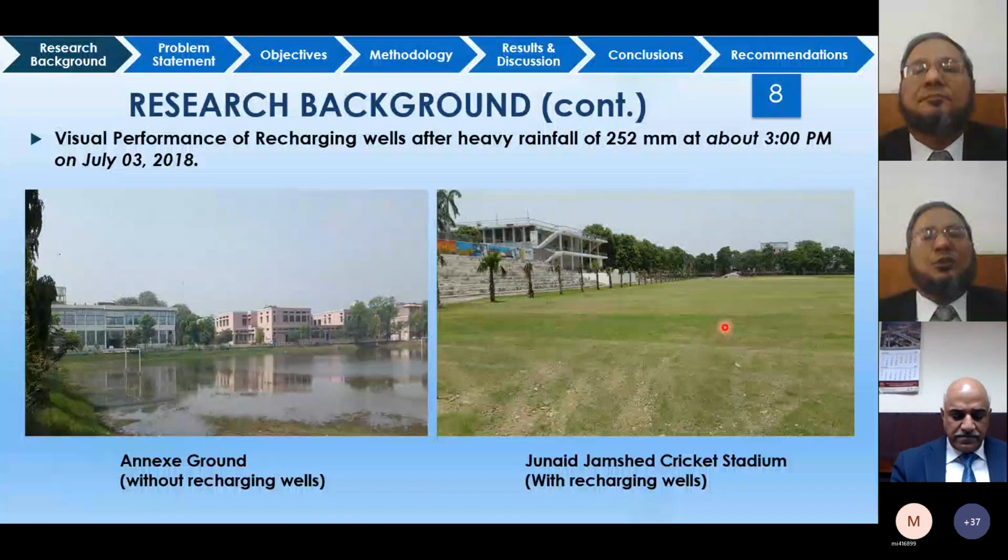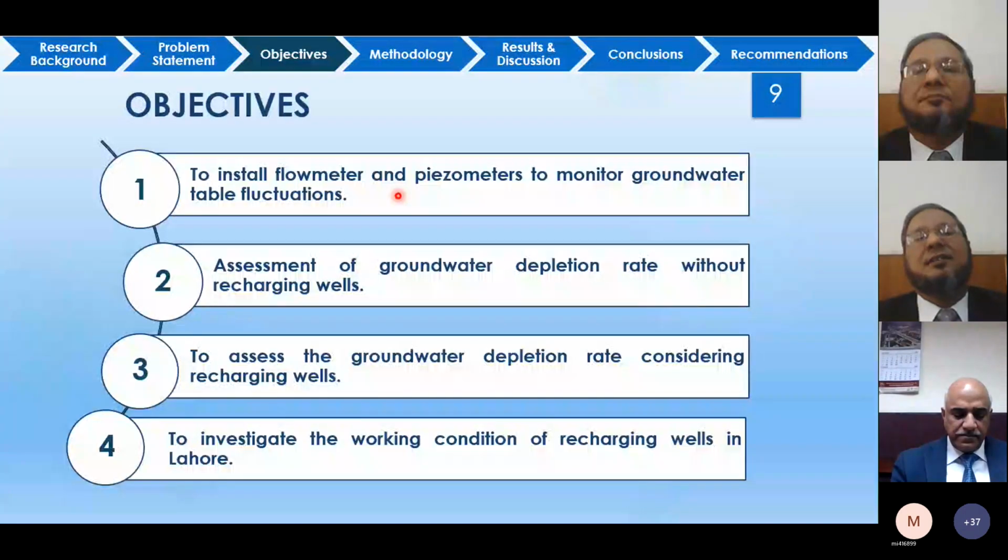The objectives are mainly, number one, to install the flow meter to measure the quantity of water entering the recharging well, and the installation of piezometers to measure the hydraulic grade line. The second is assessment of groundwater depletion rate without recharging wells. The third is to assess the groundwater depletion rate considering recharging wells. And the fourth is to investigate the working condition of recharging wells in Lahore.